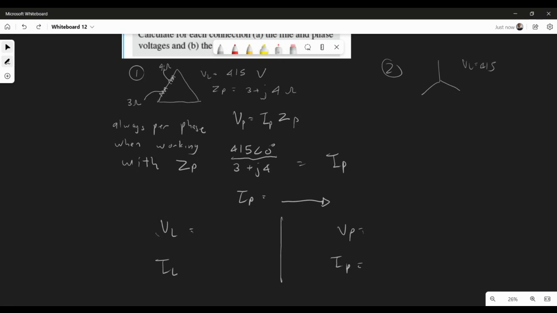The line is 83 amps at minus 53 degrees. Fantastic.